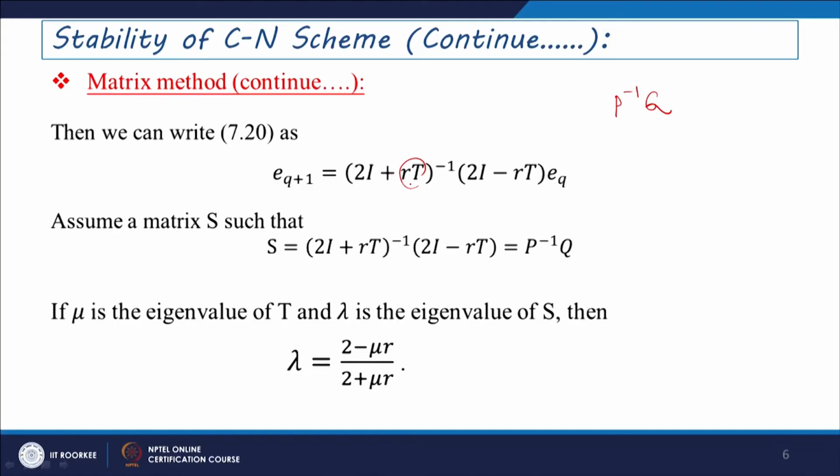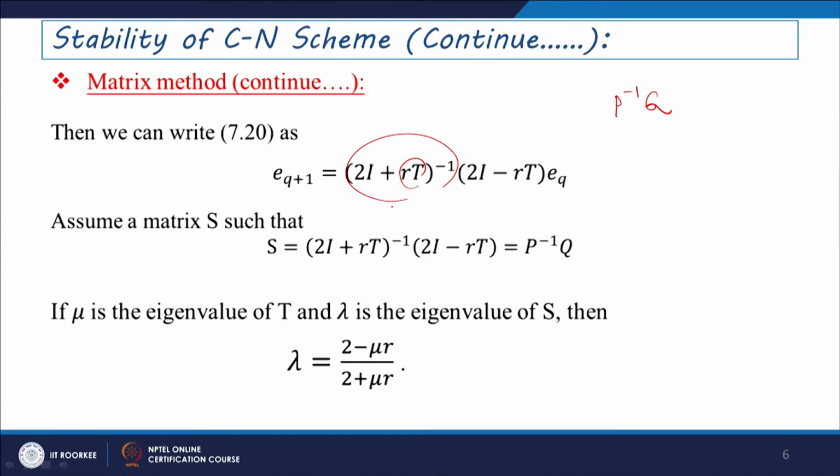And the rest of these elements take these coefficients, expressed as 2 at the diagonal positions. So we can express that as 2 into an identity matrix. That is why this complete system can be written as (2I plus RT) inverse, since we are writing it as P inverse into Q. So only these diagonal elements we are representing here. Directly it can take this in inverse form as (2I plus RT) whole inverse, and (2I minus RT) into EQ here.